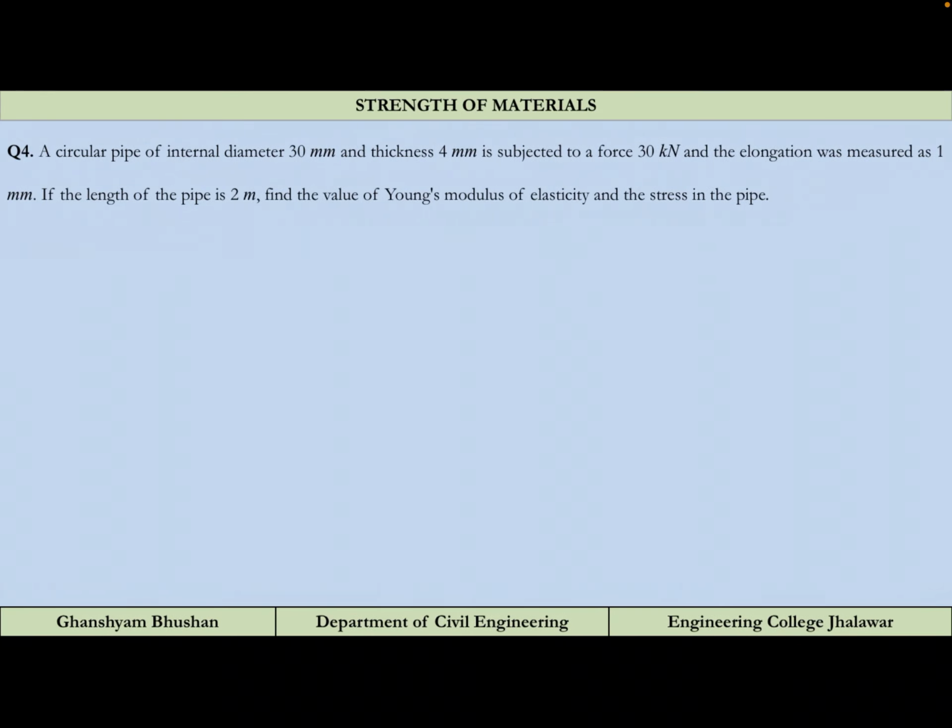So this is our next problem, which is the fourth problem of the chapter. What this problem is stating: a circular pipe of internal diameter 30 mm and thickness 4 mm is subjected to a force of 30 kN and the elongation was measured at 1 mm. If the length of the pipe is 2 meter, find the value of Young's modulus of elasticity and the stress in the pipe. It is similar to the previous problem, but the previous problem was for a solid bar and the bar was not circular. So let us try to draw the diagram first.